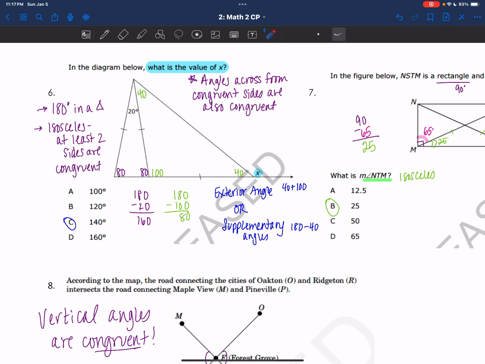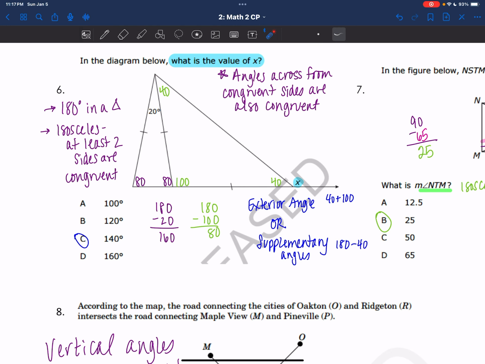All right, for number 6, just remember that there's 180 degrees in a triangle. For an isosceles, at least 2 sides are congruent. So at least 2. Equilateral is also isosceles. And now, angles across from the congruent sides are also congruent. So if you notice these two, that means that these 2 angles are going to be congruent.